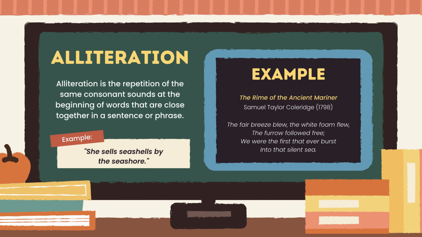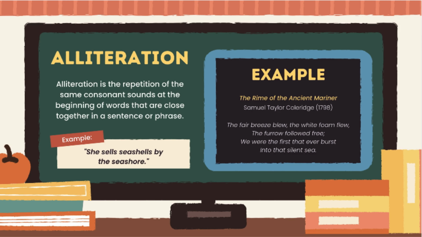Here is an example from The Rime of the Ancient Mariner by Samuel Taylor Coleridge, written in 1798. The fair breeze blew, the white foam flew, the furrow followed free. We were the first that ever burst into that silent sea.